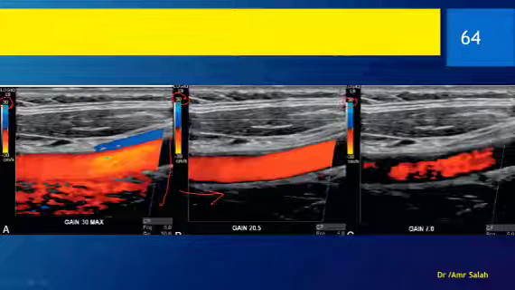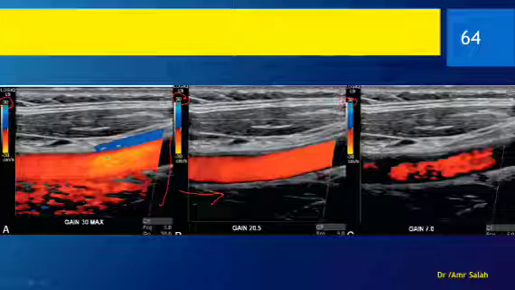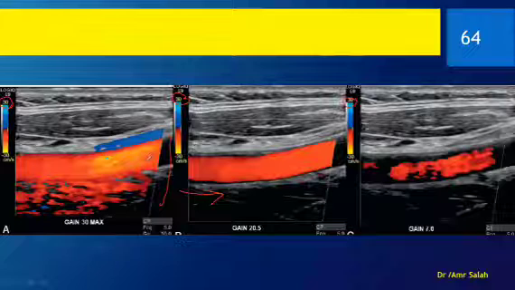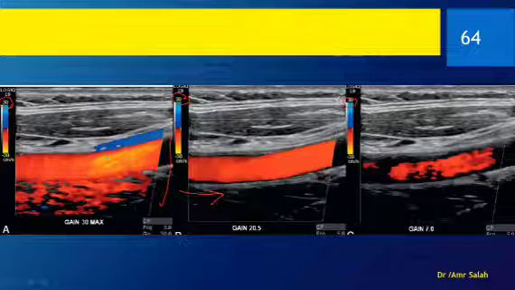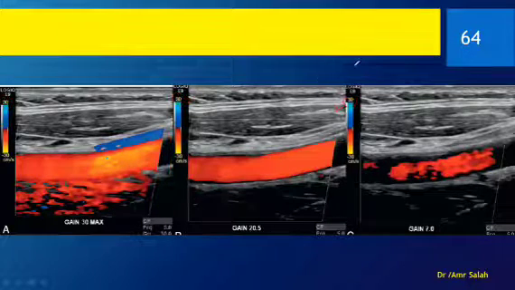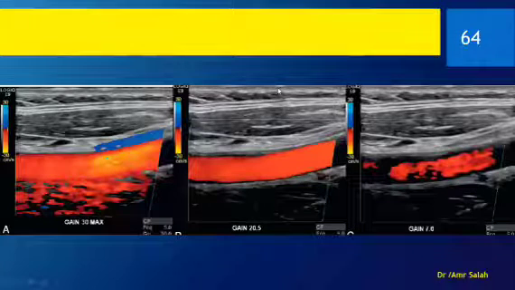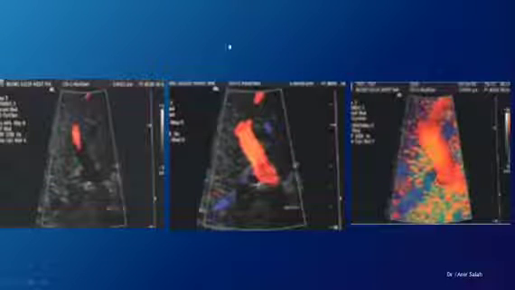Here the gain is low, and that's why the color flow is scanty. It's not filling the vessel sufficiently. So what to do? We increase the gain until there is this aliasing, and then we start to gradually decrease it until it's just in the vessel. And to remind you that here the BRF is constant. These changes are due to the gain, not the BRF. Each one of them works differently. Okay, here is another example.